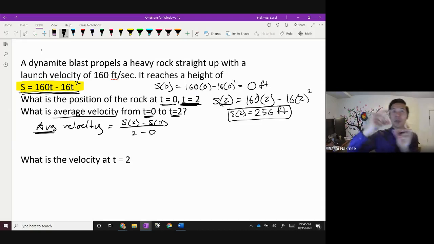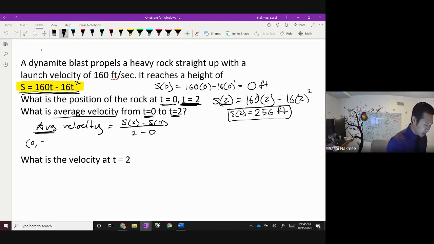It's the average slope. It's the average rate of change, right? And that's just the slope formula for those two endpoints. And the two endpoints are going to be 0 comma whatever S of 0 is, which is going to be 0 because we just calculated that. And then the other point that we're comparing it to is 2 comma 256, right? Those are the coordinates we just found up here.